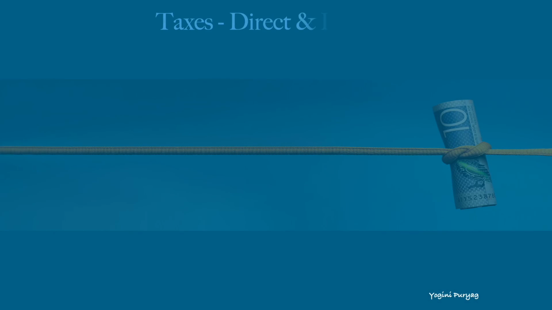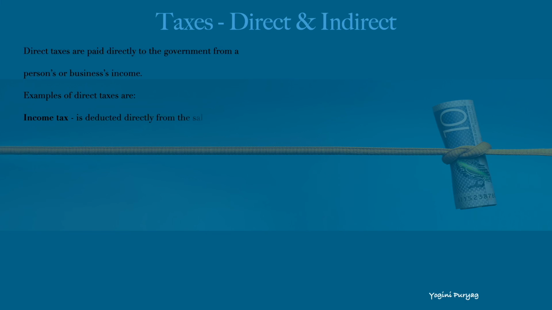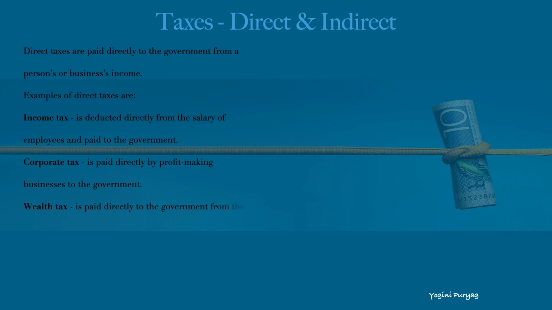Taxes, direct and indirect. Direct taxes are paid directly to the government from a person's or business's income. Examples of direct taxes are: income tax is deducted directly from the salary of employees and paid to the government. Corporate tax is paid directly by profit-making businesses to the government. Wealth tax is paid directly to the government from the wealth or bank balance owned by a person or business. Property tax is paid to the government from the property assets owned by a person or business.